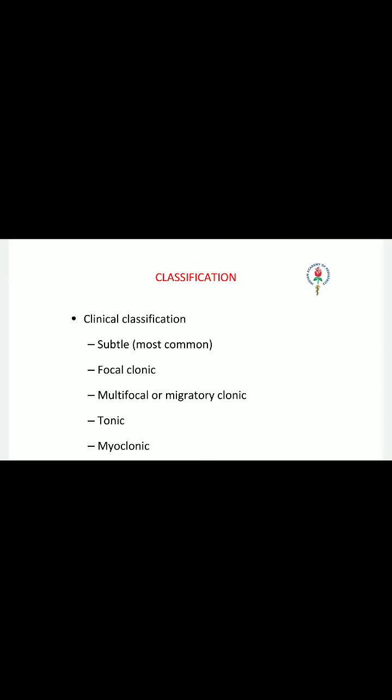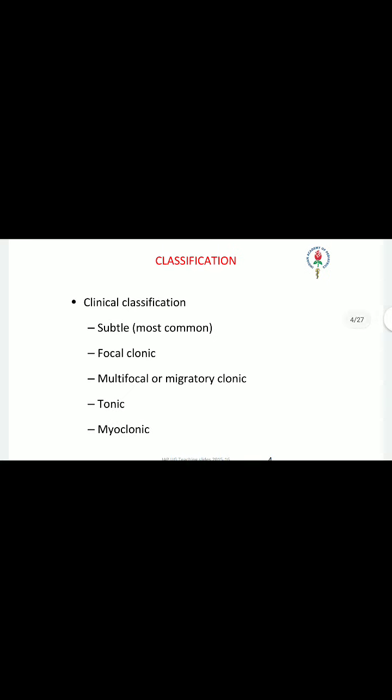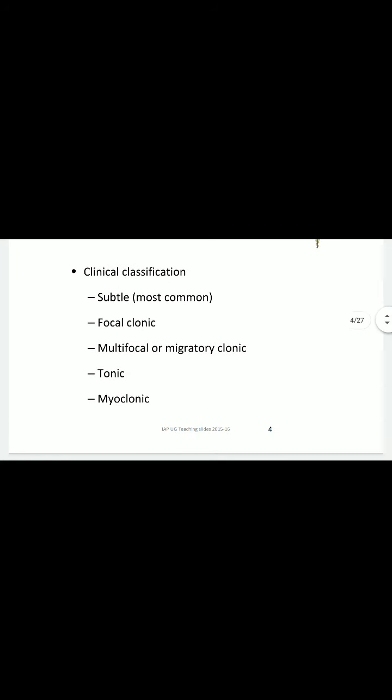In older children and adults, we do see tonic-clonic type of seizure. Very well organized seizure we see. There is a generalized seizure, partial seizure, and there is a classification for the seizure. That classification does not hold good for neonates. Here, the classification is subtle seizure, focal clonic, multifocal or migratory clonic, tonic, and myoclonic. Each one we will discuss in detail.